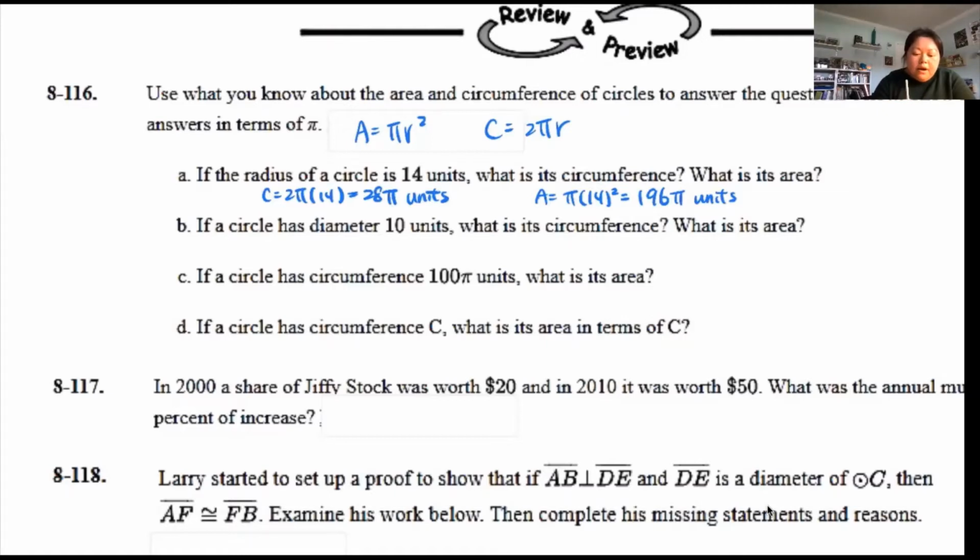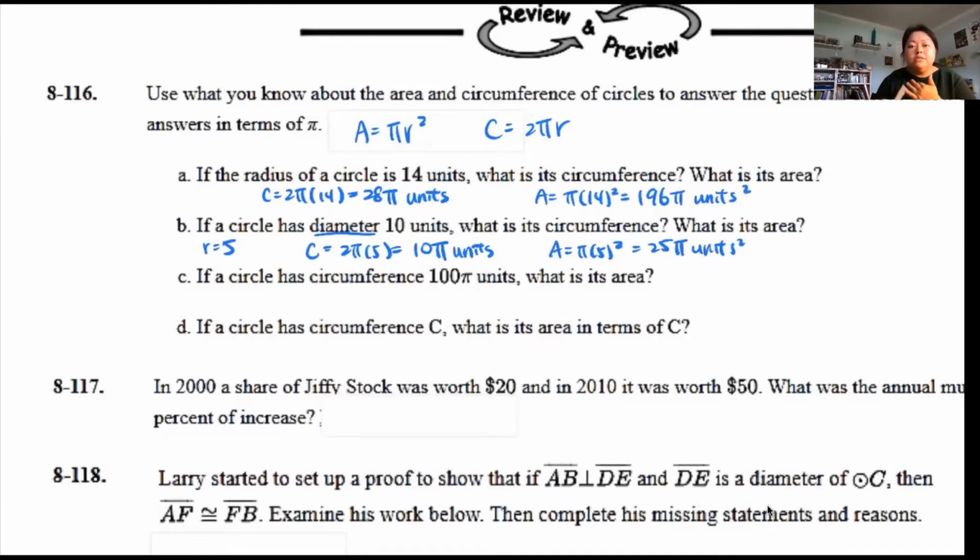Okay. All right, if the circle has a diameter of 10 units, that means the radius is 5 units. Okay, then for the circumference, it would be 2 pi times 5, which gives me 10 pi units. And then the area is pi r squared, which is 25 pi square units. Oh, I forgot my square units before. Okay. All right. If the circle has a circumference of 100 pi units, what is its area?